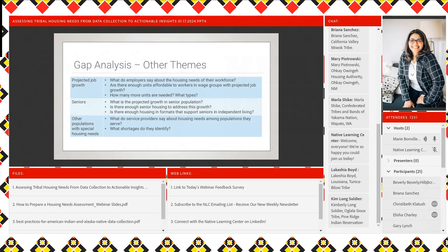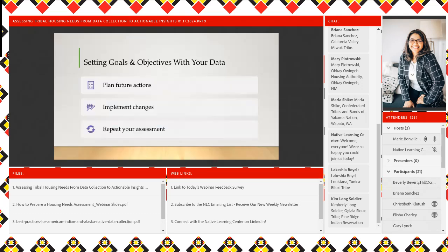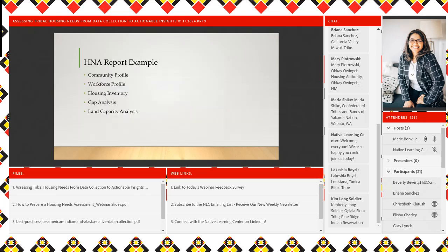So the gap that you see once you collect your data, these are some of the things you would look at: projected job growth, seniors, what is the growth of the senior population and how would we address this concern, right? So you're now taking the numbers and turning them into questions that you yourself and your department would want to have asked, right? So this can turn into planning future actions, implementing changes, or even repeating the assessment. And you might say, well, I just did it. Why do I got to do it again?